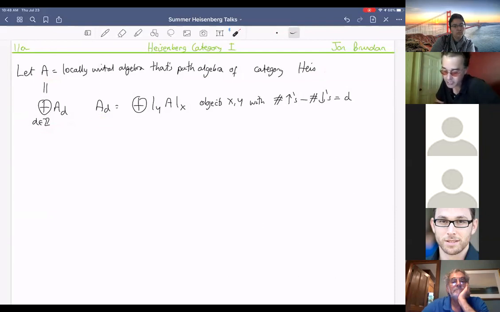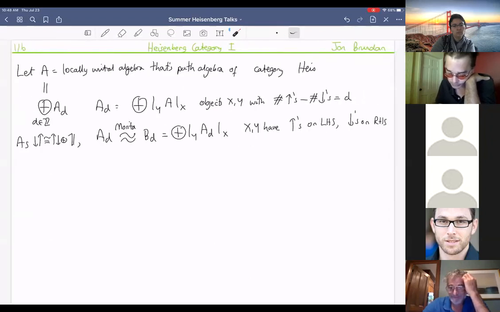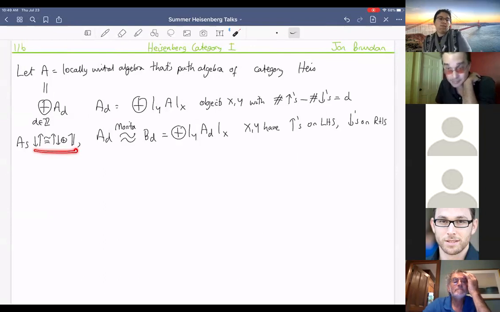A sub D comes from all the idempotents labeled by objects X and Y, where the number of ups minus the number of downs is this integer D. The generating morphisms for the Heisenberg category always preserve the number of ups take away the number of downs, so this is actually just a direct sum of algebras. Also, the object down tensor up is isomorphic to the object up tensor down direct sum the unit object. That's essentially our definition of the Heisenberg category, so that's true.